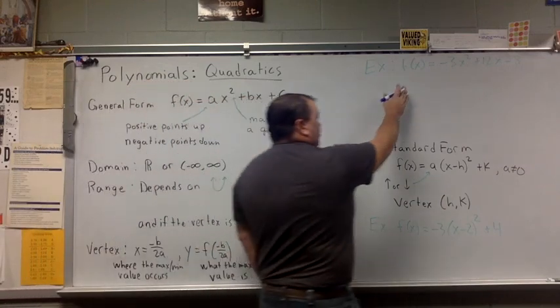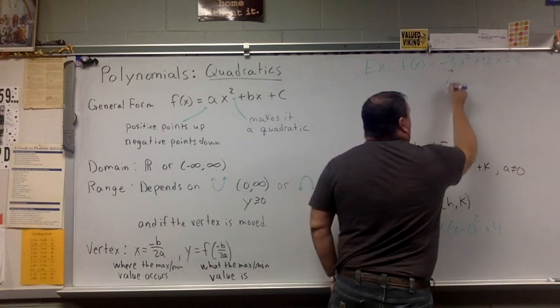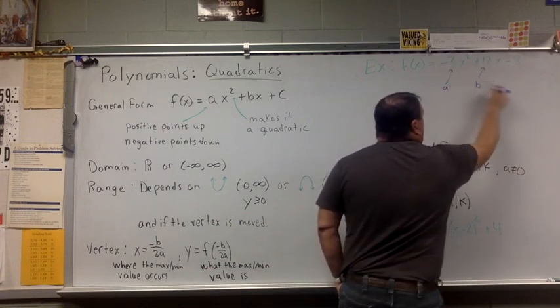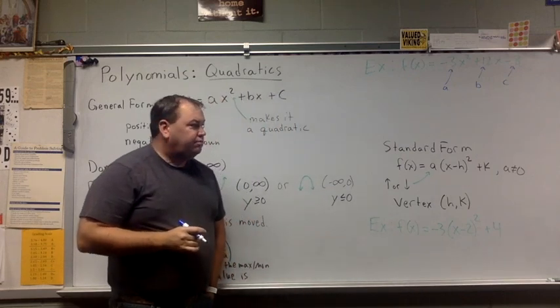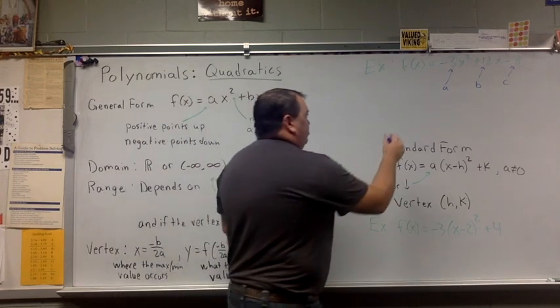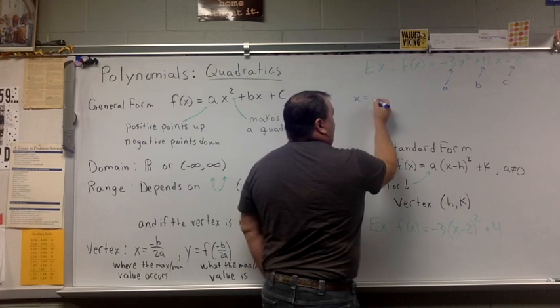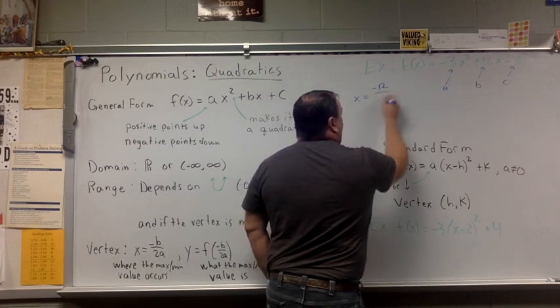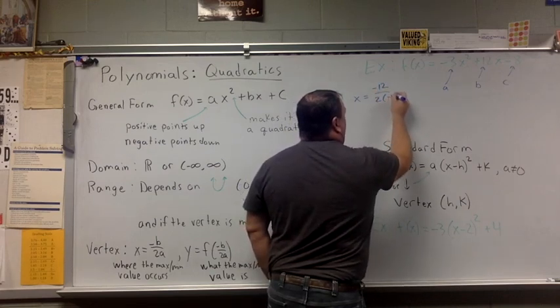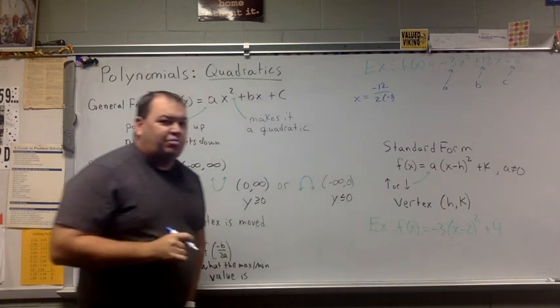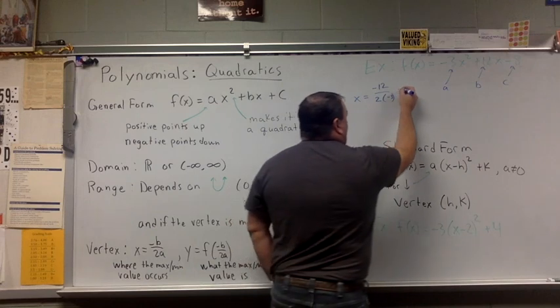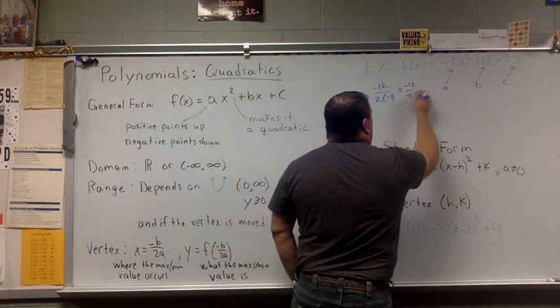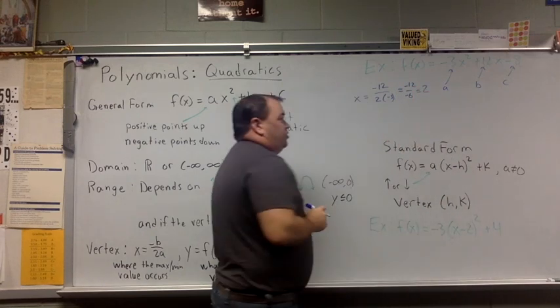Here I have my function, and I'm going to label my a and my b and my c to make it a little easier to see. And according to this, I'm supposed to do the opposite of b over 2 times a. And that's supposed to tell me where this maximum or minimum occurs. So I end up getting negative 12 over negative 6, which is 2. There's my x-coordinate.